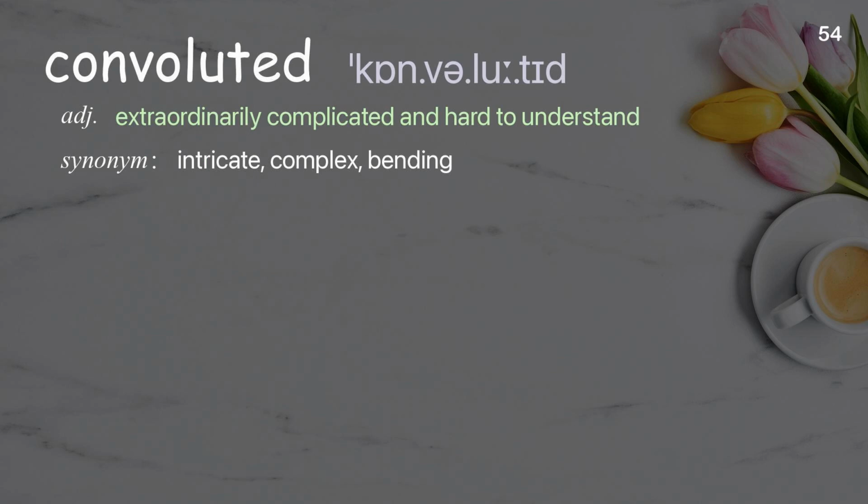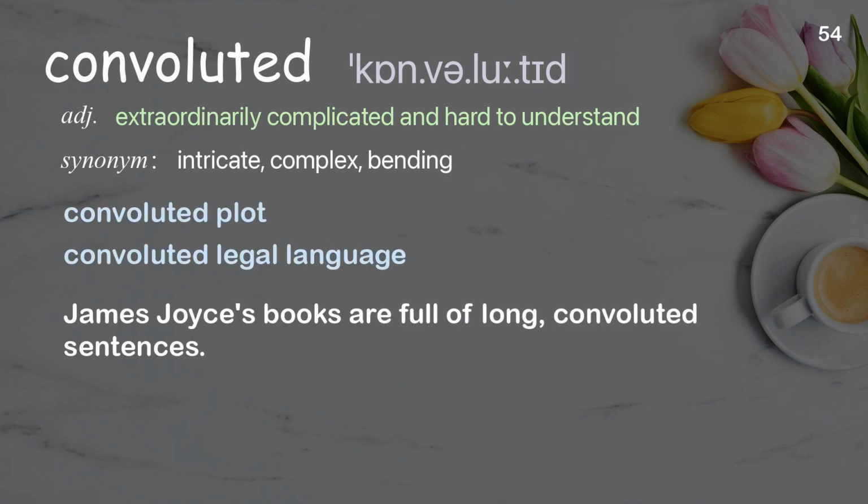Convoluted. Extraordinarily complicated and hard to understand. Examples: Convoluted plot. Convoluted legal language. James Joyce's books are full of long, convoluted sentences.